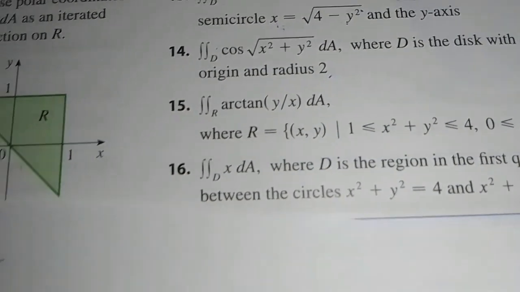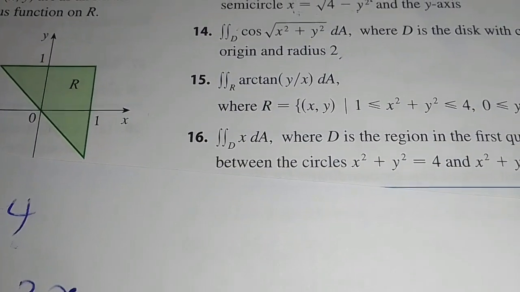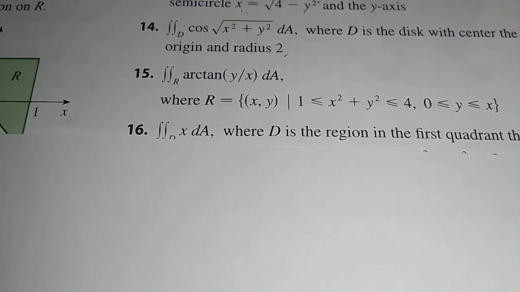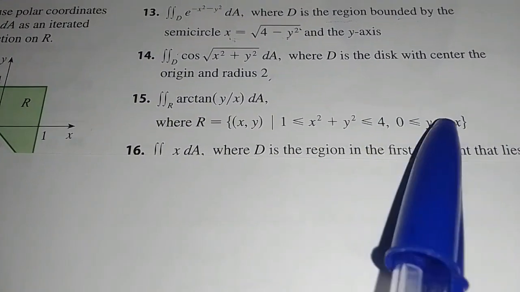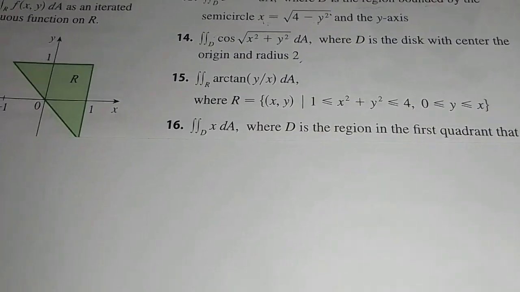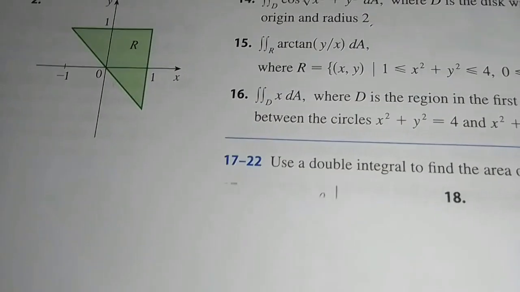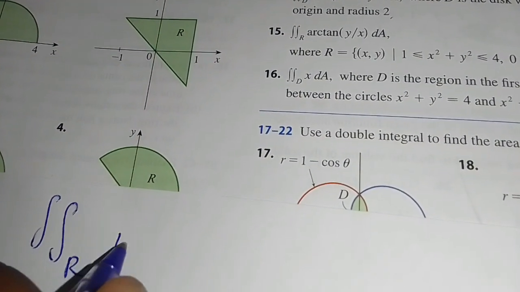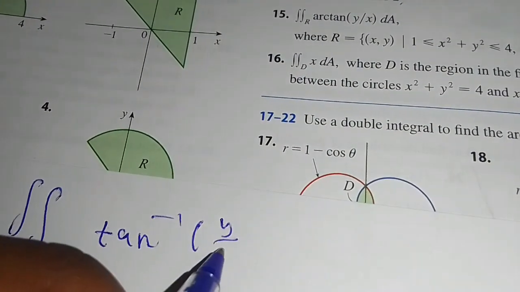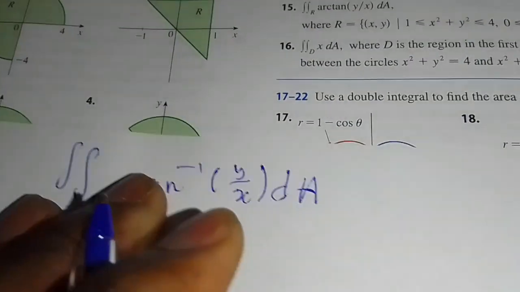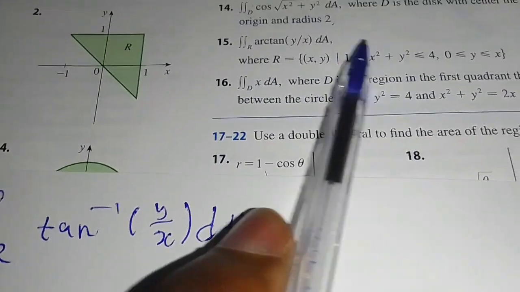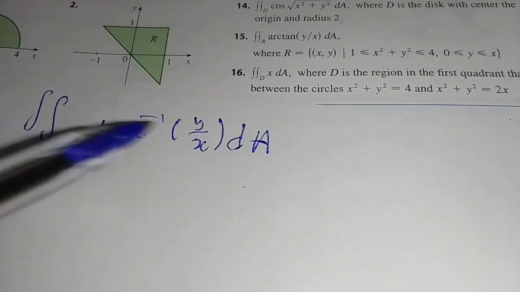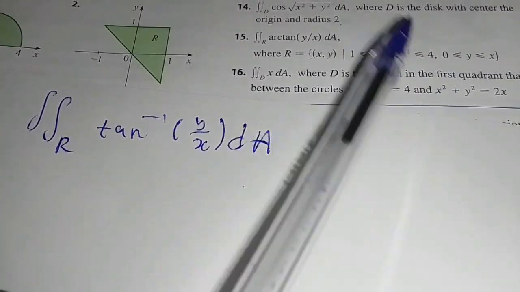And with number 15, just because you see arctan doesn't really mean that it's a difficult question. It isn't. But let me do it because I see something interesting right there. Here you have the double integral over region R of arctan y over x dA. When you have this, they say that the region R is where x squared plus y squared is between 1 and 4.